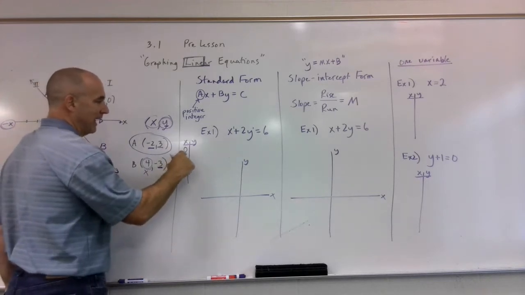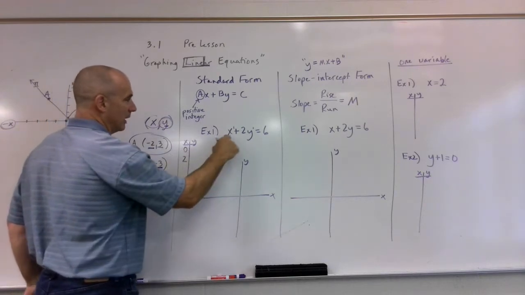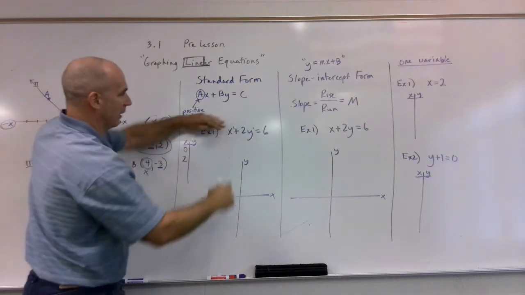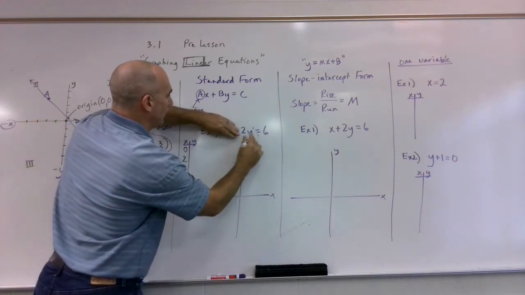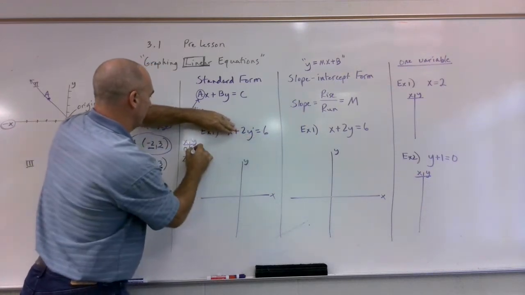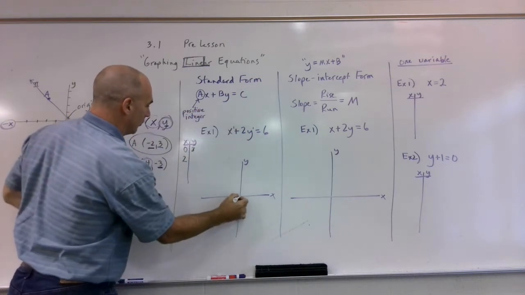So now I'm going to say, that's just saying plug in x is 0 right here. Well, if I plug in x is 0 right there, it's gone. And then if I divide both sides by 2, I'm going to get y is 3. So my first coordinate point is 0, 3.